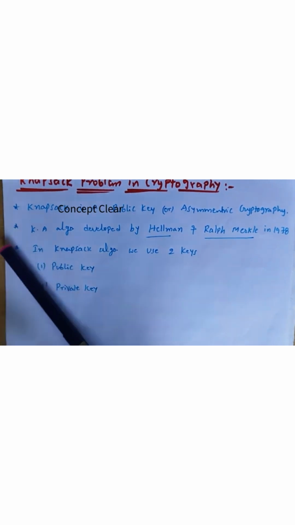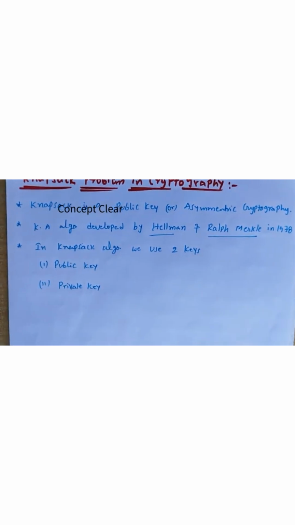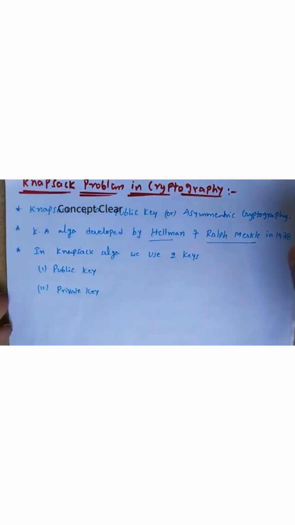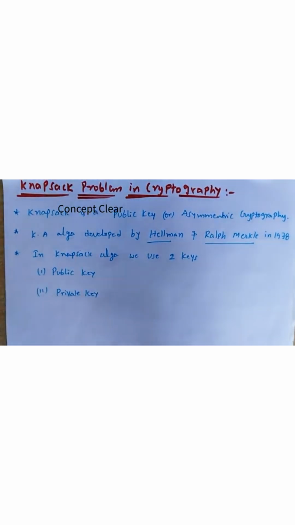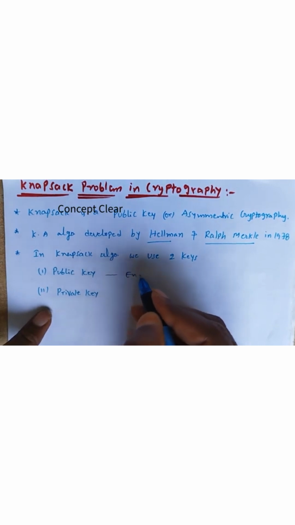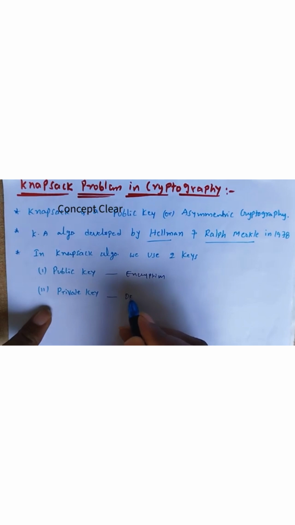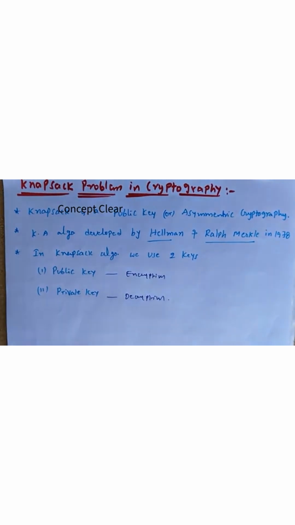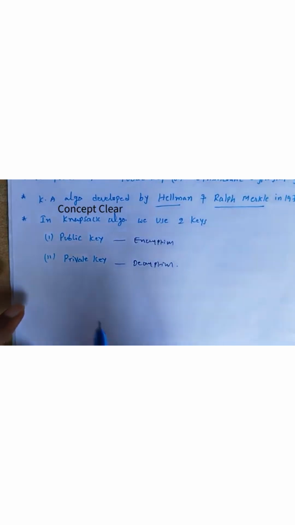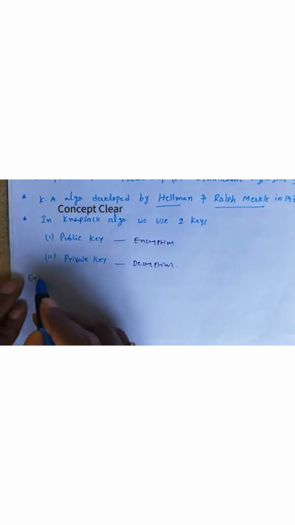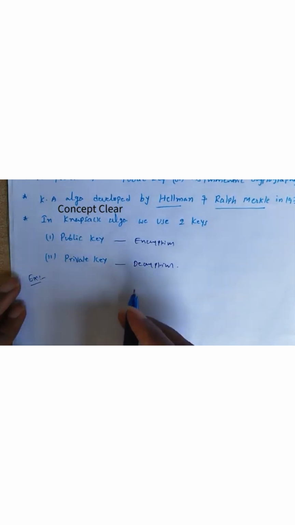In the knapsack algorithm, we use two keys for encryption as well as decryption. The first key is called the public key, and it is used for encryption. The second key is the private key, and it is used for decryption. Here we will see one basic example for the knapsack problem.